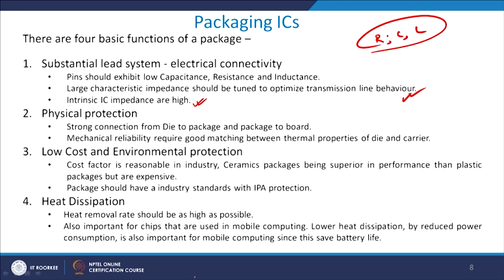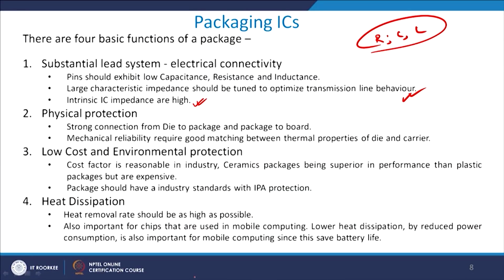The second point is physical protection. Physical protection means a strong connection between die and package and the board. Even if you try to remove it physically, you should not be able to remove it easily, and it should be properly bound with the board. Mechanical reliability requires good matching between thermal properties of the die and the carrier, right. That is very important, for example, if there is shaking of the table or something like that, your die should not be extracted from the board itself.